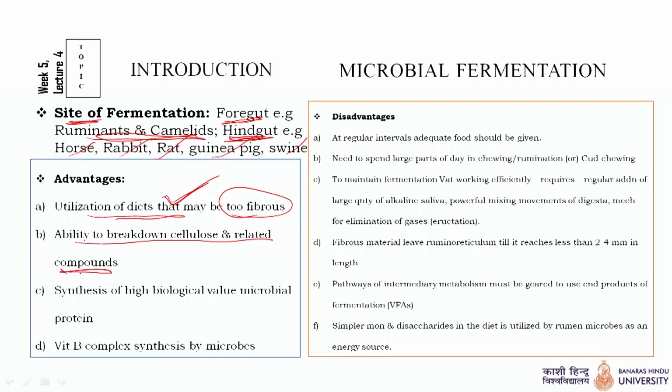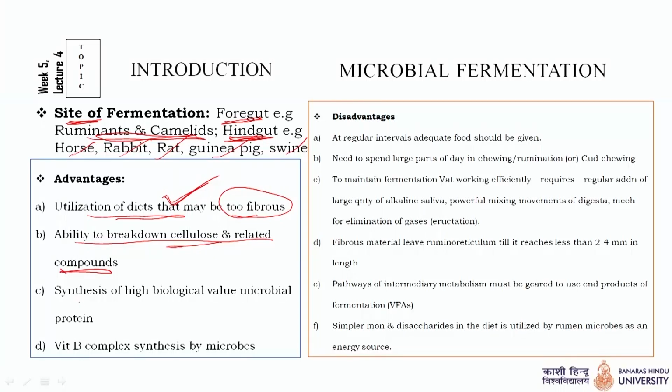So the polysaccharides: cellulose, hemicellulose, pectins, right? These are all compounds which require an enzyme to hydrolyze them, and that enzyme is produced by the microbes. That is why the symbiotic relationship is required, as I already told. So these enzymes are required to break down the cellulose and its related compounds. And this is possible only in the ruminants, not in the non-ruminants, that means monogastric animals, I can say.